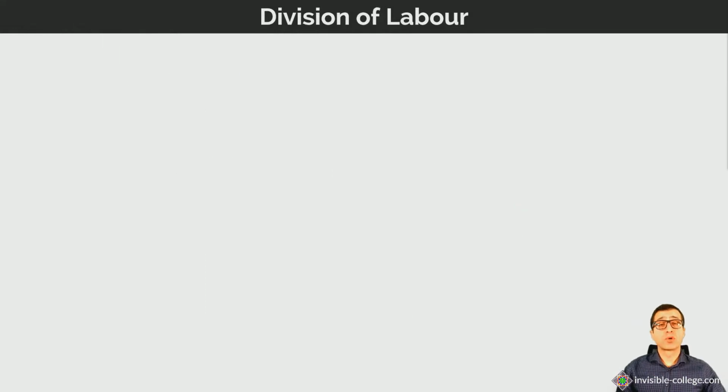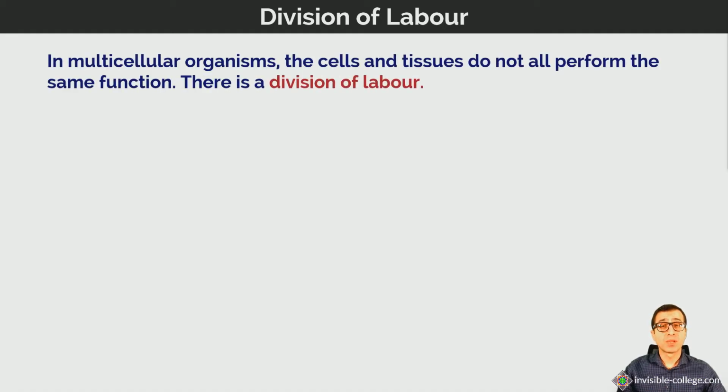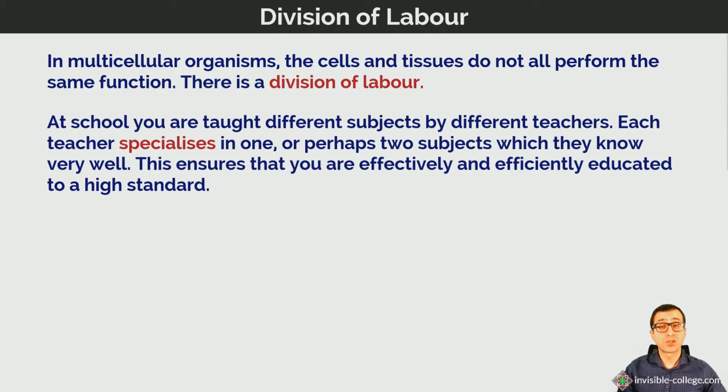So in multicellular organisms, the cells and tissues do not all perform the same function. There is a division of labor. So an analogy that you can use to describe this is that at school you're taught different subjects by different teachers who are specialized in one or perhaps two subjects which they know very well. And this ensures that you're effectively and efficiently educated to a high standard in those subjects.